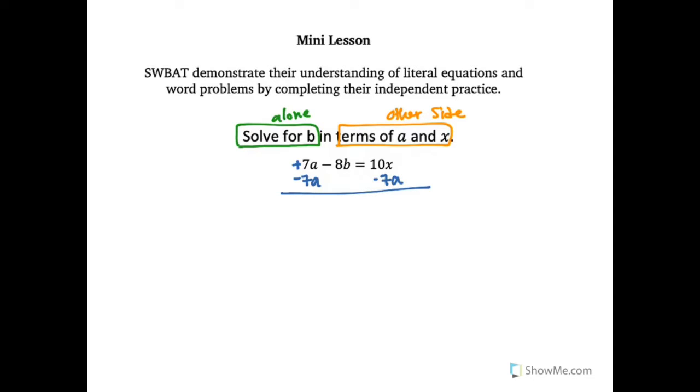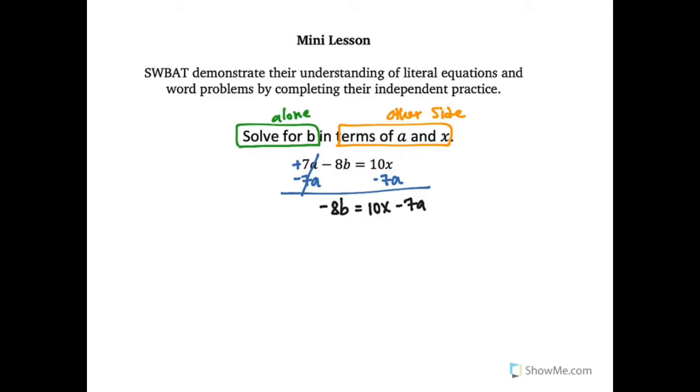Now when I do that, this is going to cancel out, and I'm going to get -ab, remember to bring down its sign, is equal to, and now on the right hand side, 10x and -7a are not like terms. They come from two different families, which means I cannot add or subtract these two things, and I'm just simply going to bring down what I see. I'm going to bring down my 10x, and I'm going to bring down that -7a.